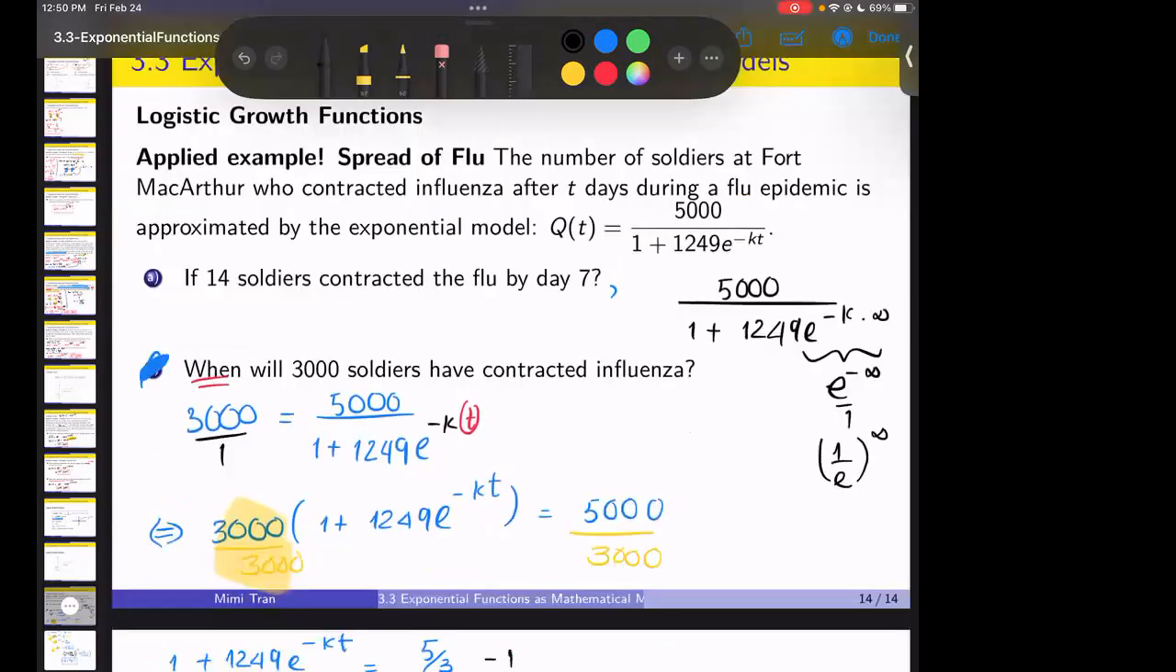What's e equal? 2.7 something, right? So 1 divided by 2.7 something is really small, and if you power that, it's going to get even smaller. Like if you have 0.5 and you square it, it's going to be even smaller, 0.25. So eventually, at infinity power, it's going to be 0. So that part in the curly bracket is 0. 1249 times 0 is 0. So 5,000 over 1. So eventually, everybody gets infected, 5,000 soldiers, right?